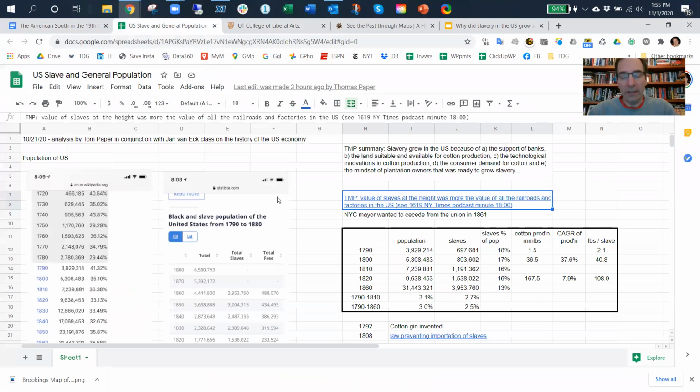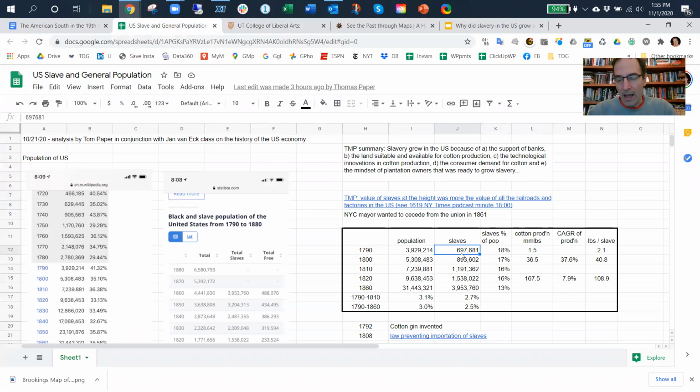Slavery grew rapidly between 1790 and 1860. I put together some statistics on slavery and cotton in the US during this period, and I was struck by the growth of slavery, which was roughly the same. You can see here 2.7 and 2.5% growth as the growth of the overall population, 3%, but also by the astronomical growth of cotton production.